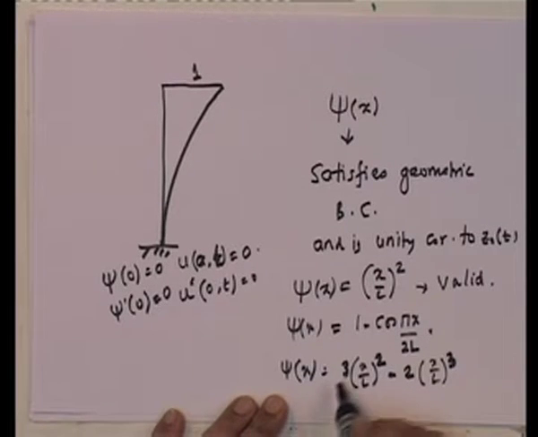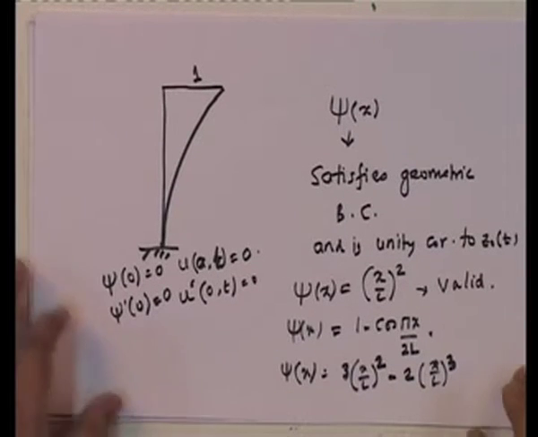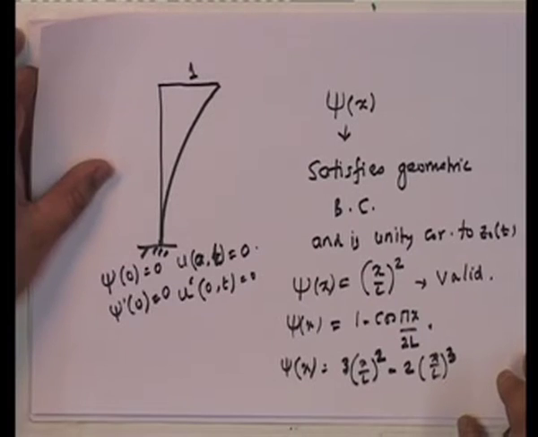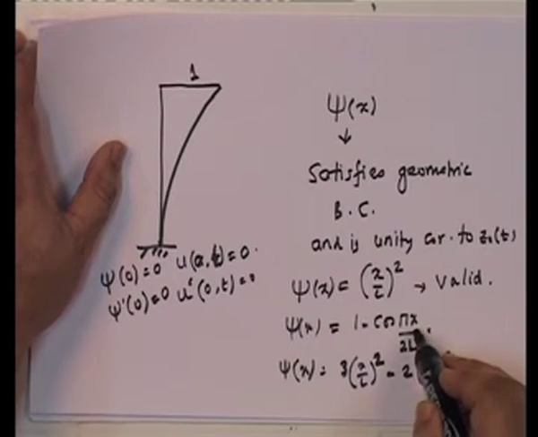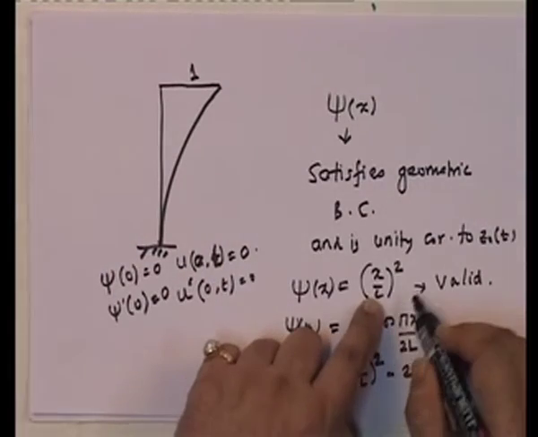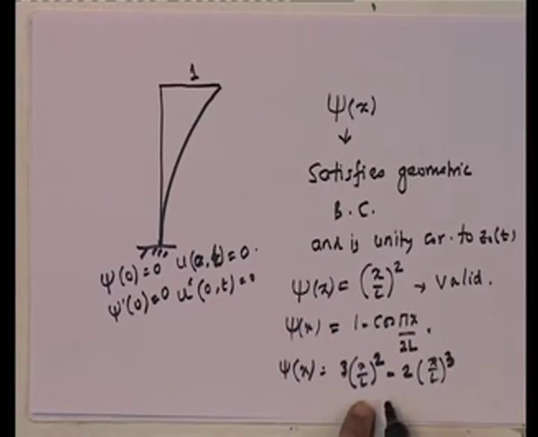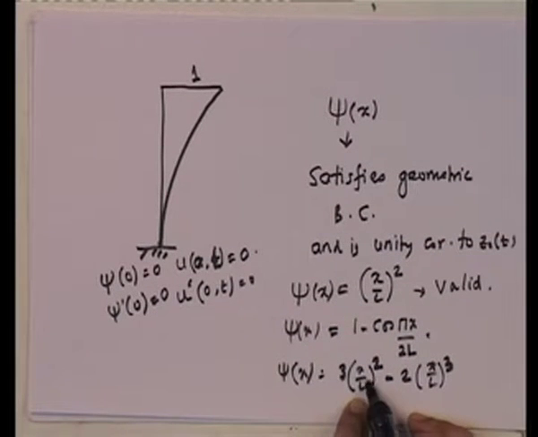Then you differentiate it. What do you get? You get 6x upon L minus 6x squared upon L cubed. So, if you put x equal to this, it becomes 0 minus 0. So, this becomes 0. Okay. So, all of these are valid, and note that all of them at x equal to L, let us look at x, it has to be 1. This obviously x equal to L is 1.